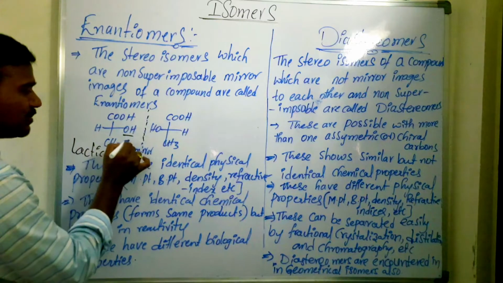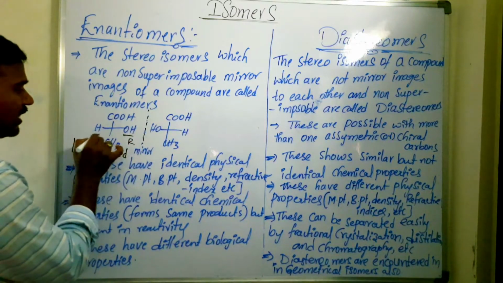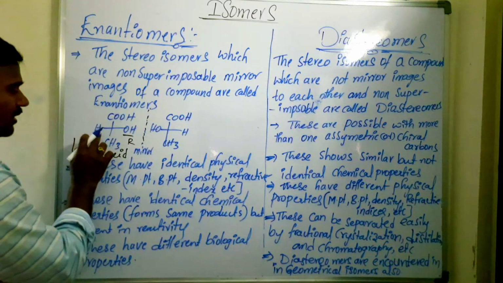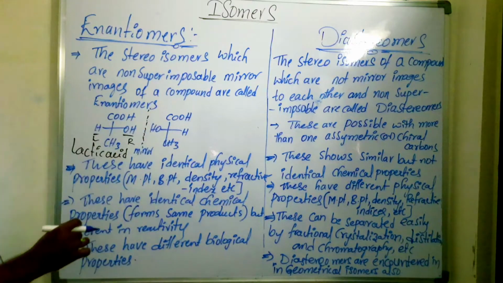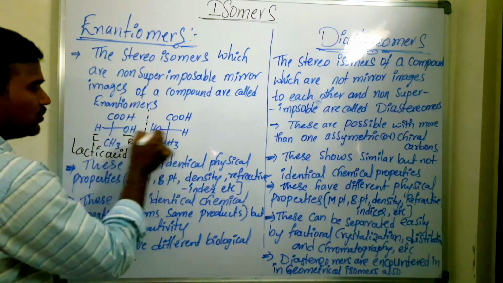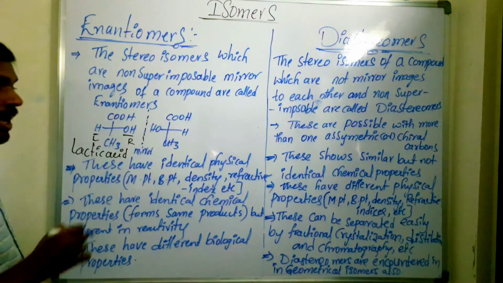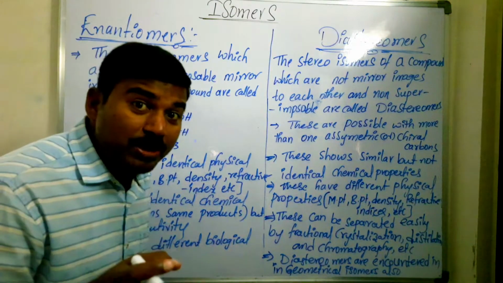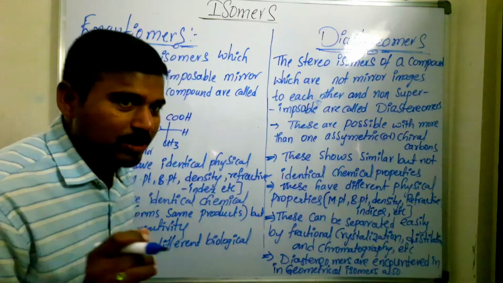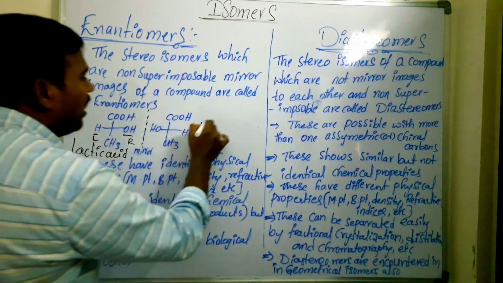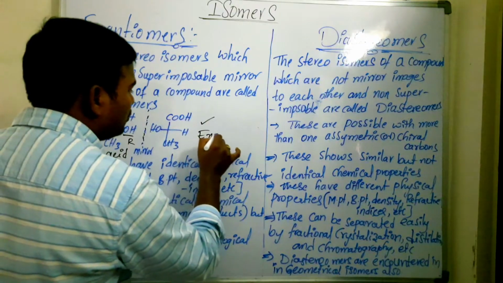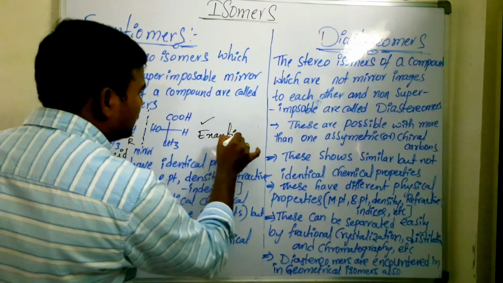Now the OH is present here on the right hand side, and the H is present on the left hand side. The H will go to the right hand side, and the OH will come to the left hand side. That is why these two are said to be mirror images. And are they superimposable? No, they are not superimposable. Non-superimposable mirror images are called enantiomers. These two are called enantiomers.